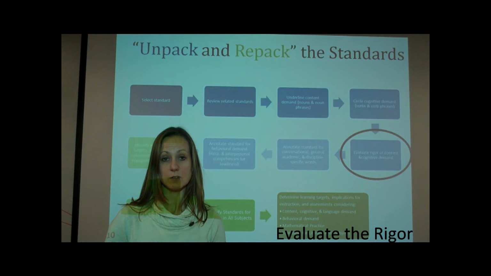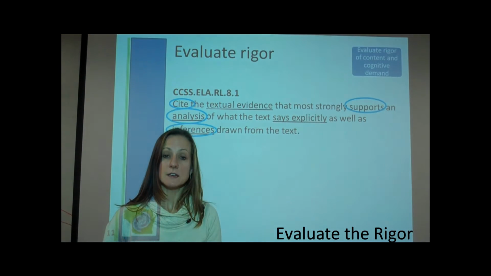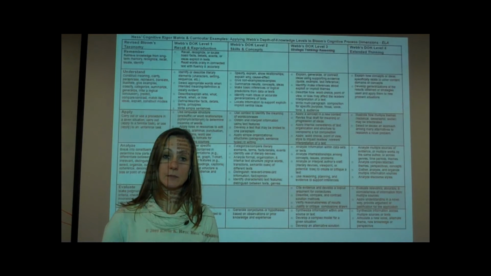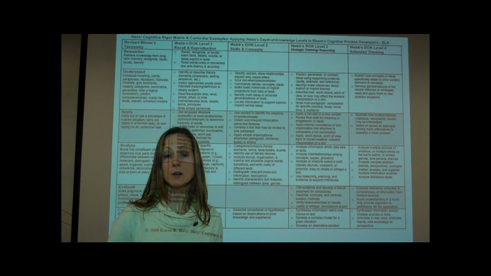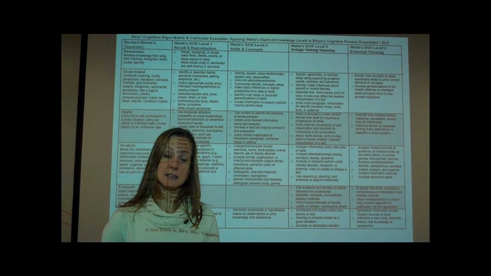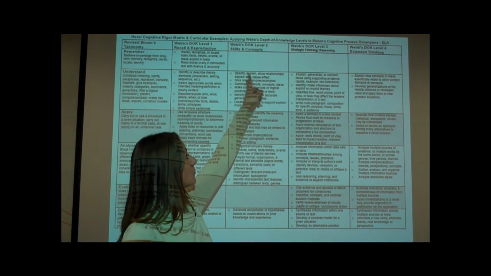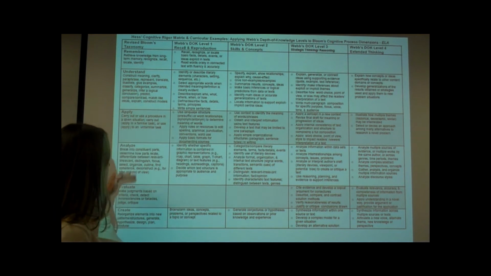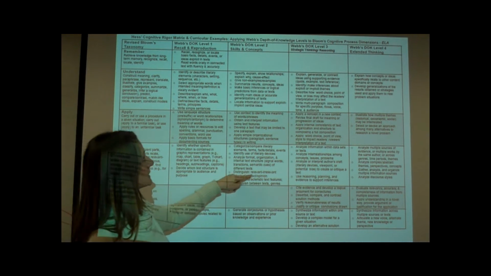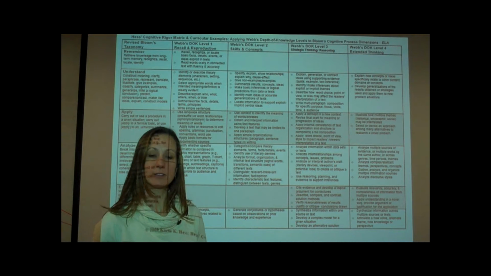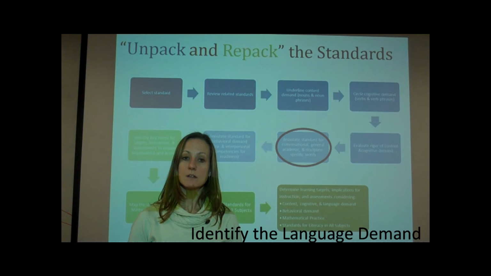Next, we evaluate the standard for its rigor. We do this by taking a look at the content and cognitive demands together. Using Karin Hess's cognitive rigor rubric, we can see that the standard has a DOK, or depth of knowledge, of 3. What we have here is Norman Webb's depth of knowledge, and we have Bloom's taxonomy of thinking along with this. And when students are analyzing the text and using strategic thinking and reasoning, it falls into this idea of DOK 3.